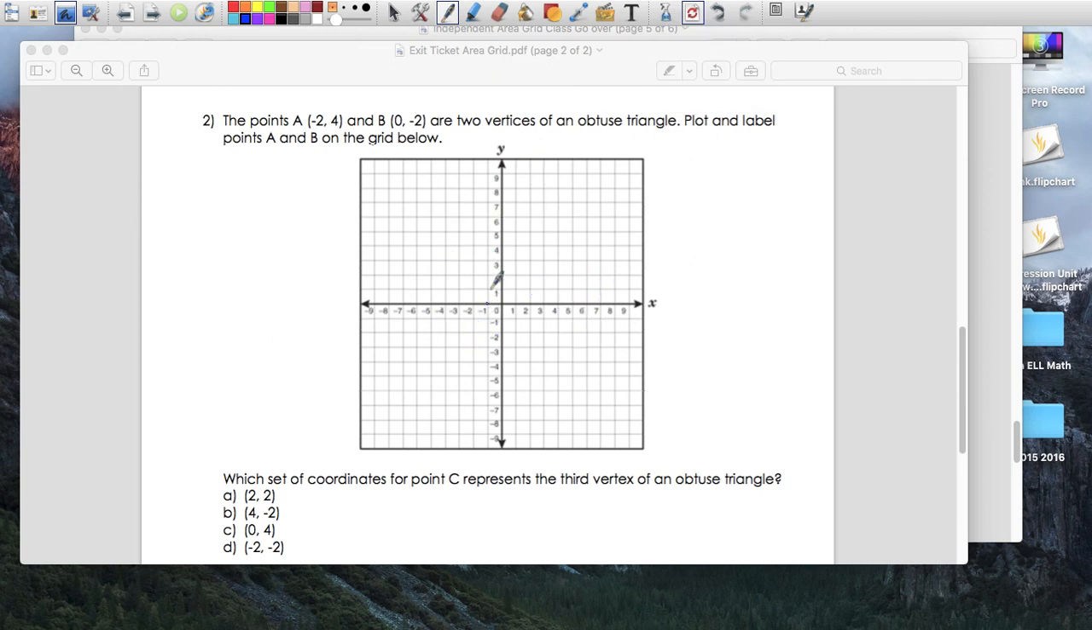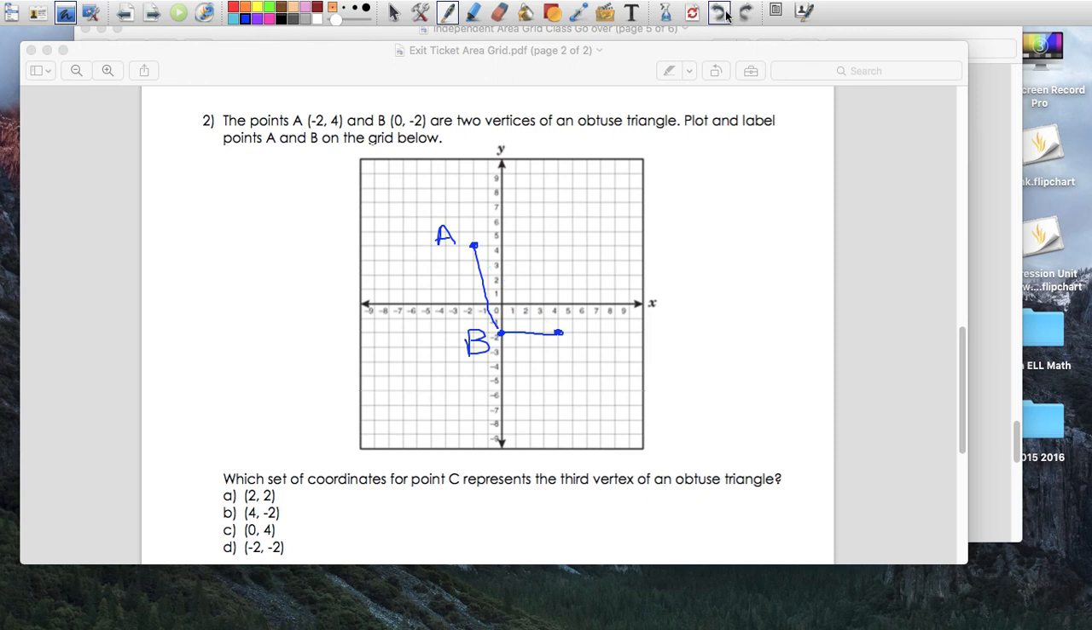Okay, so A, -2 and 4, is here. B, 0 and -2, right here. So already A, B, C. Is it A, 2 and 2? 2 and 2 would be here. Nope. Is it B, 4, -2? 4, -2? Ooh, yeah, look at that. If I connect these, do I have a triangle which is obtuse? Yes, this angle here is a little bit more than 90, so B works.